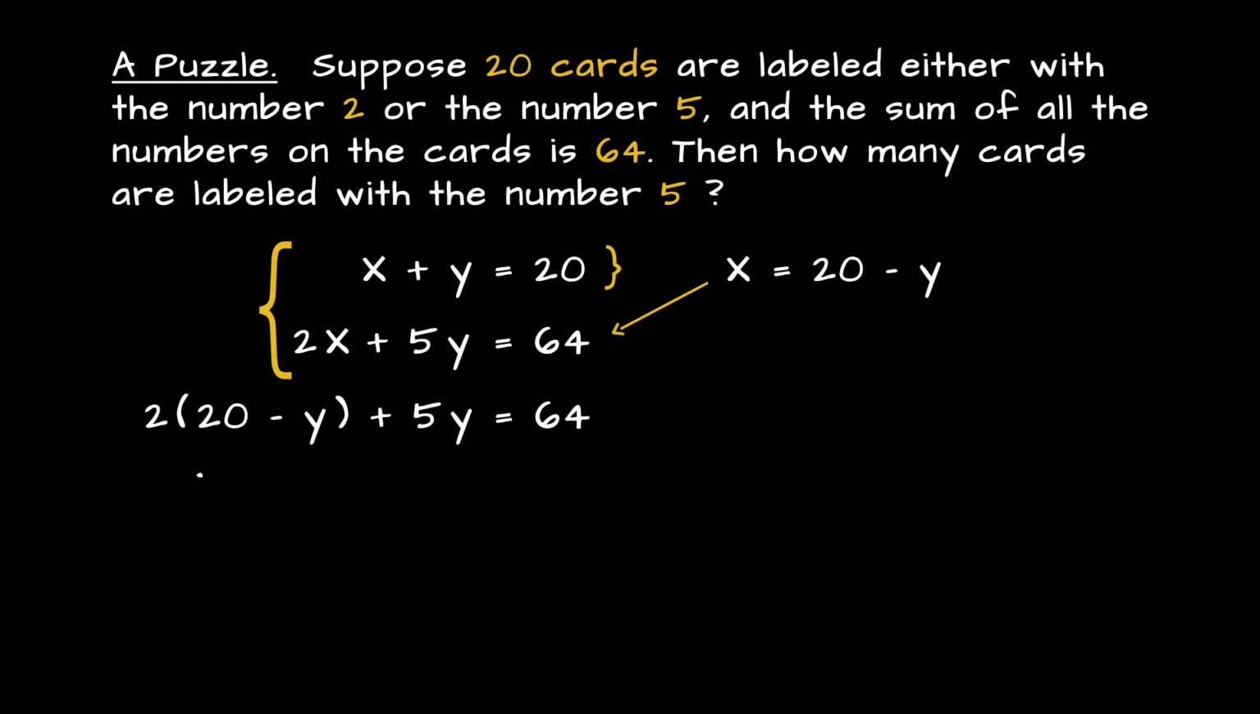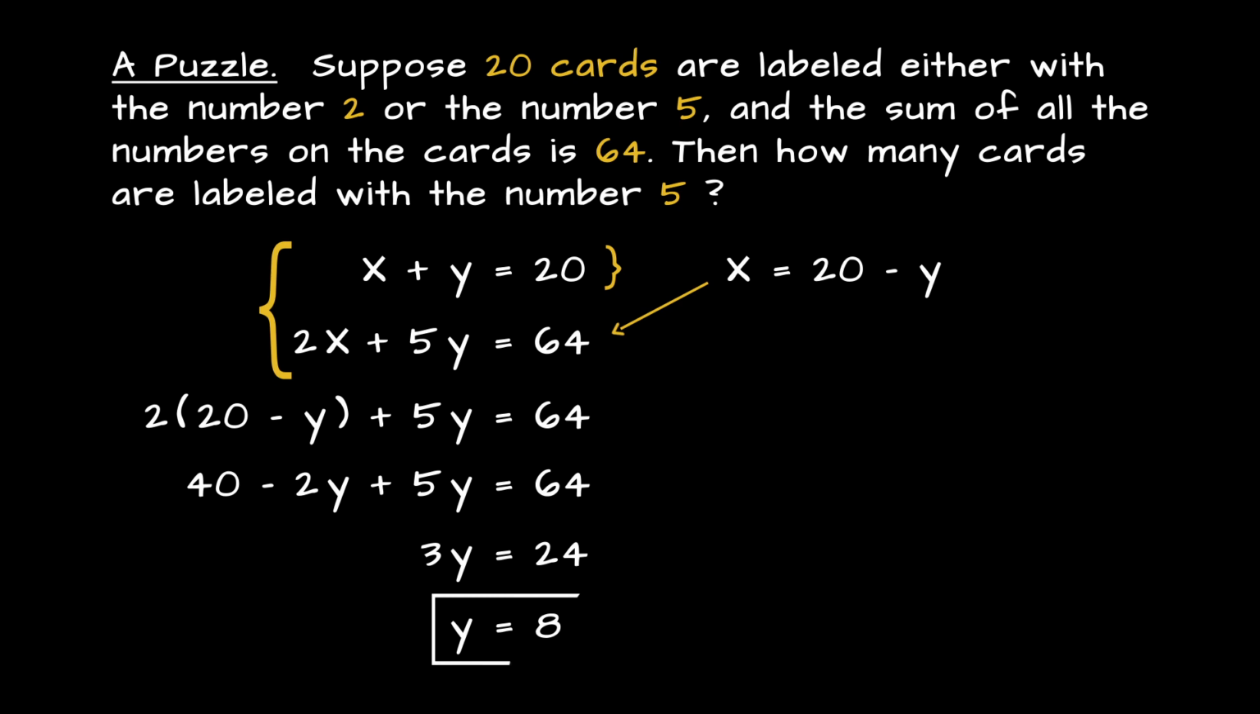Distributing the 2 gives us 40 minus 2y plus 5y equals 64. Subtracting 40 from both sides and combining the y terms together gives us 3y equals 24. And finally, the answer that we're looking for, y equals 8. So the answer to the puzzle is that there are exactly 8 cards labeled with the number 5.